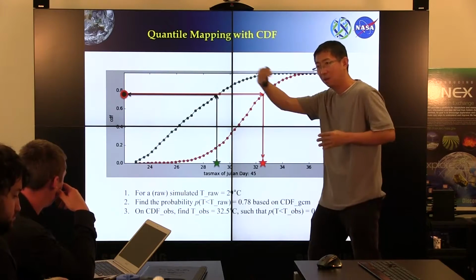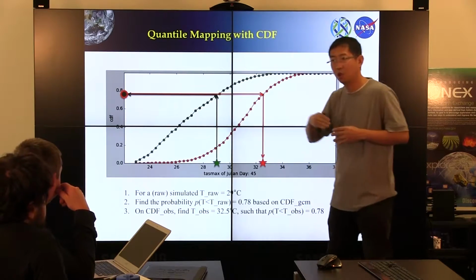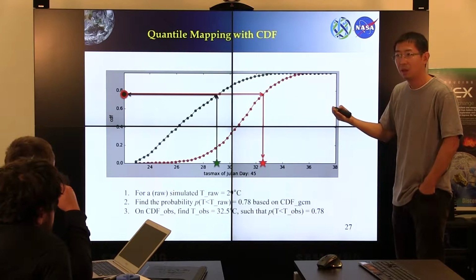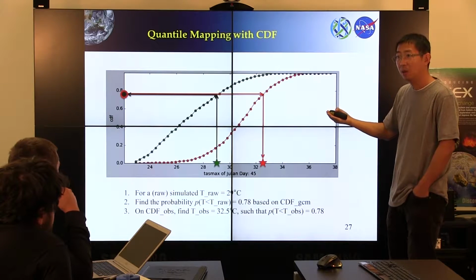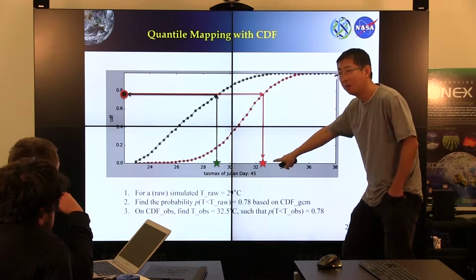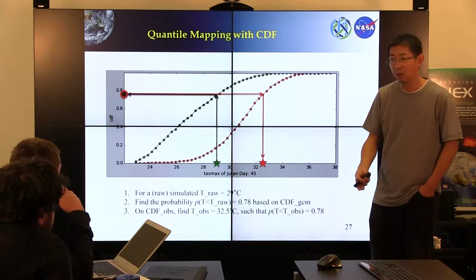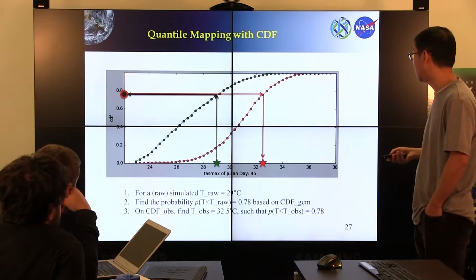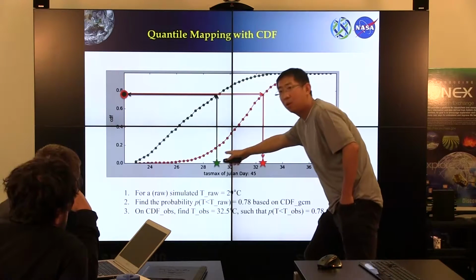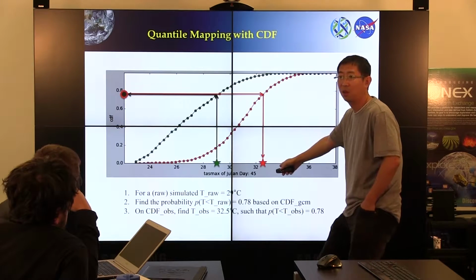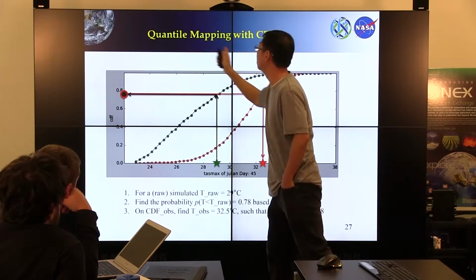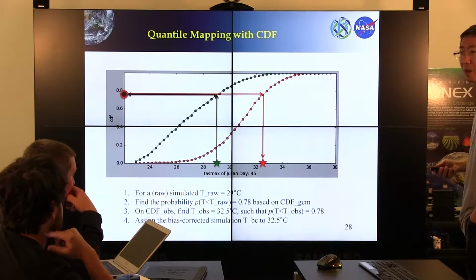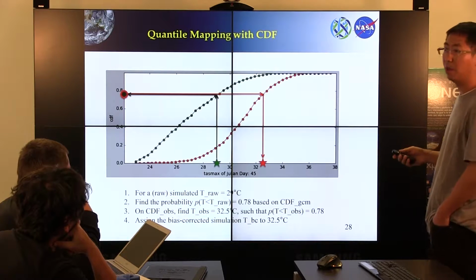So we're talking about the climate or the weather range. We know when we're talking about 78% probability, the temperature in observation is 32.5 and in the GCM it is about 29. So if we're trying to correct the GCM, we're going to assign this number back to observations. So that's basically called quantile mapping. That's the basic idea. It's fairly straightforward, right?